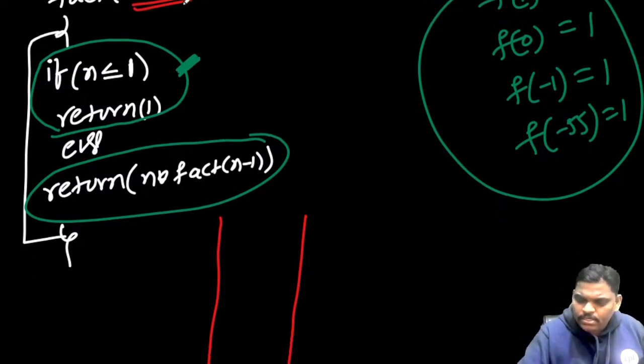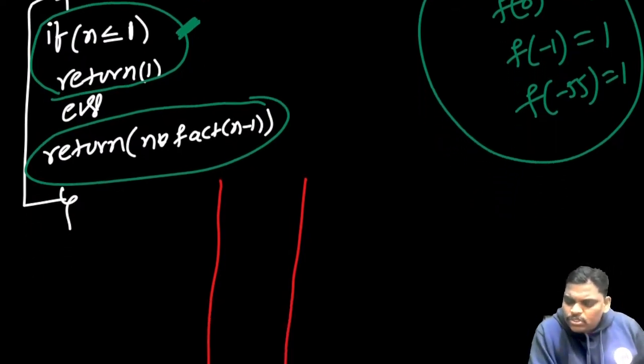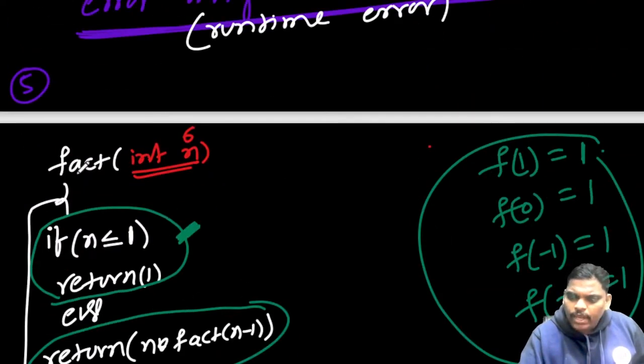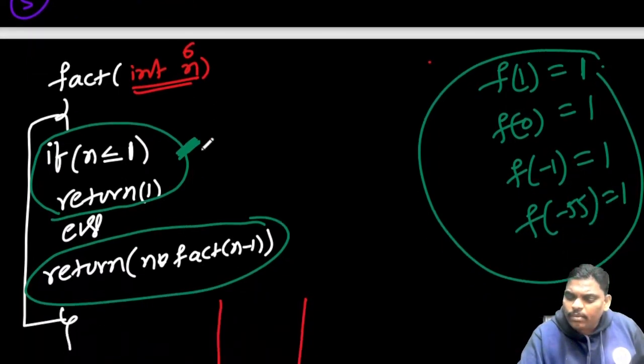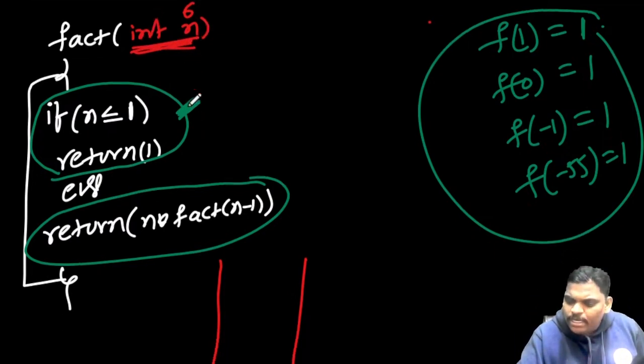So what happened is, listen, first factorial of 6 is called because n value is 6. Factorial of 6 called. Remember, f of n called, where int n. Remember, int means integer, which is 2 bytes. Int n means create 2 bytes of memory.